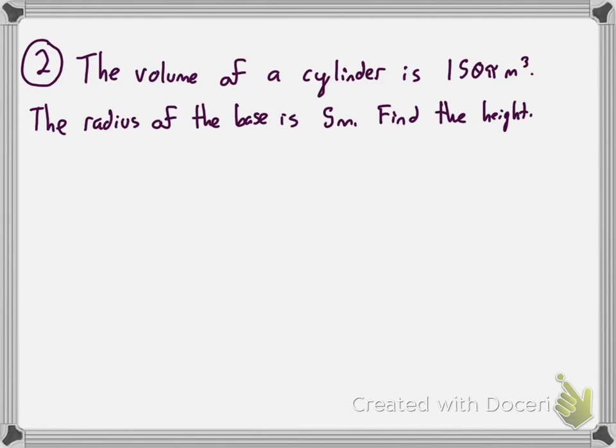In my second example problem, I'm given the volume of a cylinder and that it's 150 pi meters cubed. And now I'm given the radius, and I'm given that the radius is 5 meters. Using that, I want to find the height. So, same process here. I'm just going to plug in, and now h is going to be my variable to solve for. So, the radius of the base is 5, so I'm going to plug that in for r.